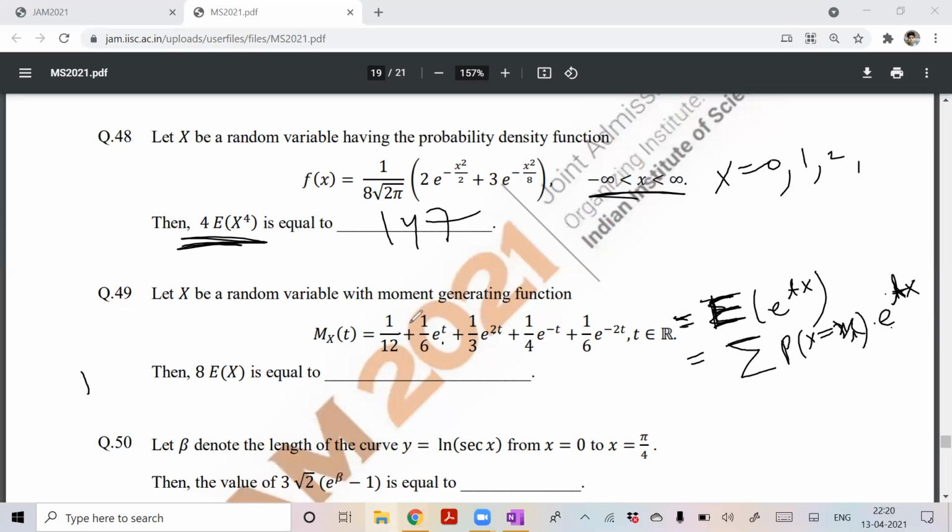So x can take value 0, 1, 2, minus 1, minus 2. So these are values of x, and the corresponding probabilities are also given. The coefficient of e raised to power tx is the probability at x, according to the definition of expectation. So probability at 0 is 1 by 12. Probability at 1 is 1 by 6. Probability at 2, you can make the table in fact.